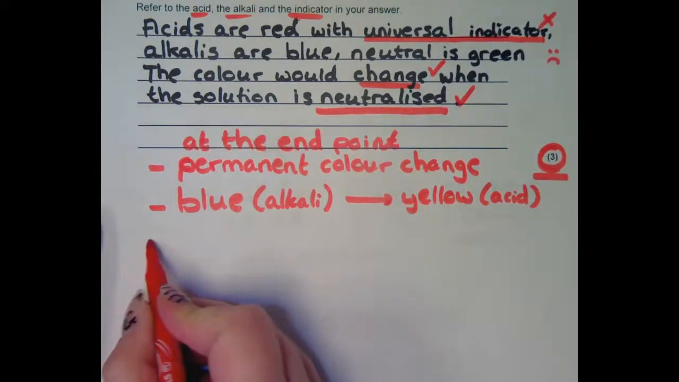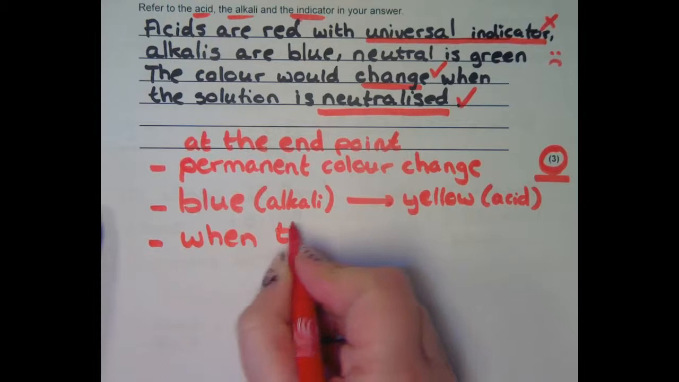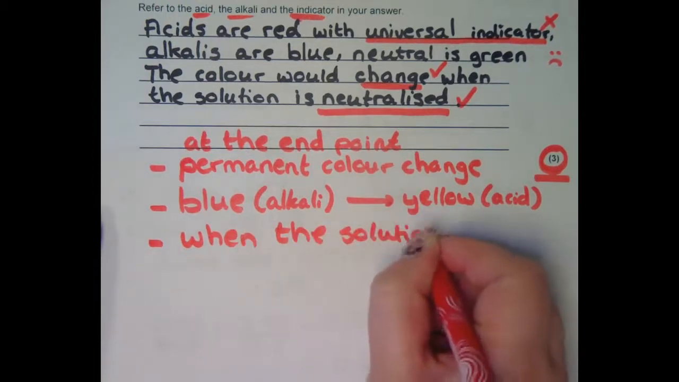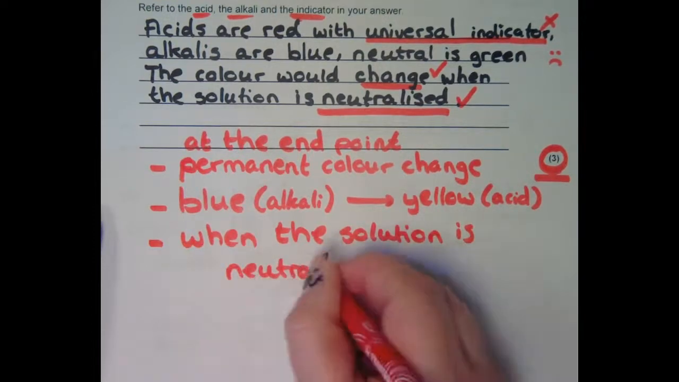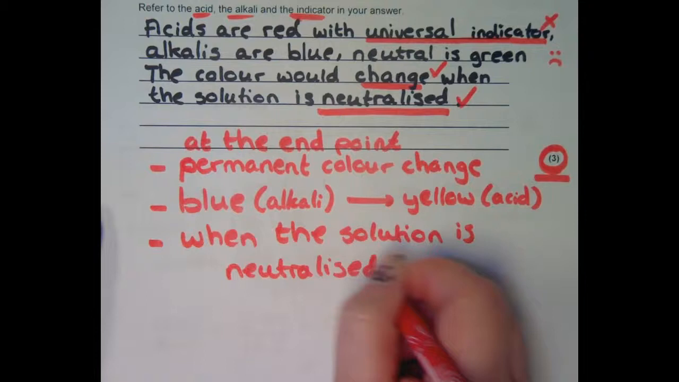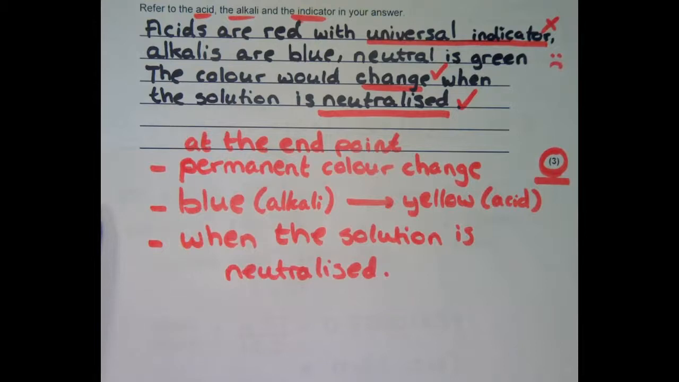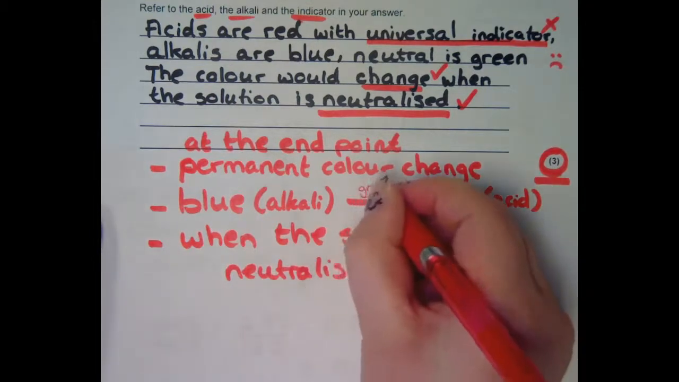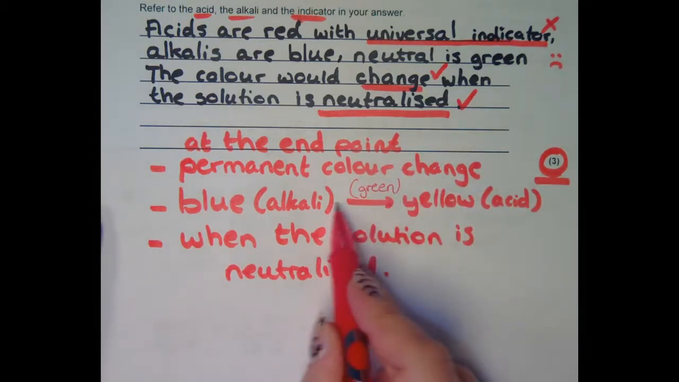And a third mark for stating that this will happen when the solution is neutralised. Within this, they will give you a benefit of the doubt mark. If you have stated that it goes from a blue to a sort of greenish colour, then they will accept that as your colour change, because a greenish colour would happen between this blue and yellow.